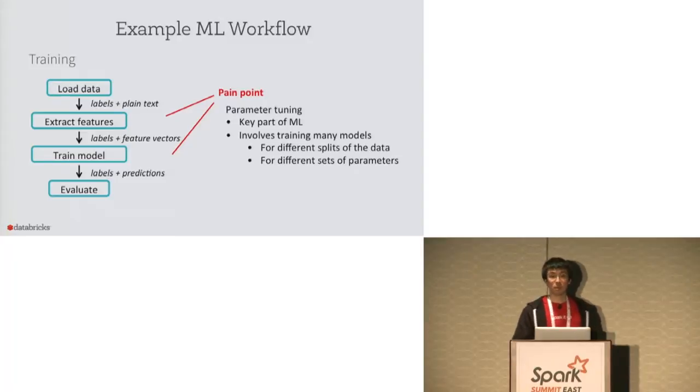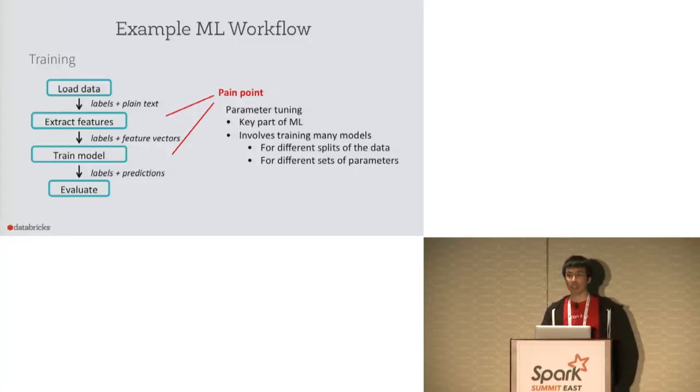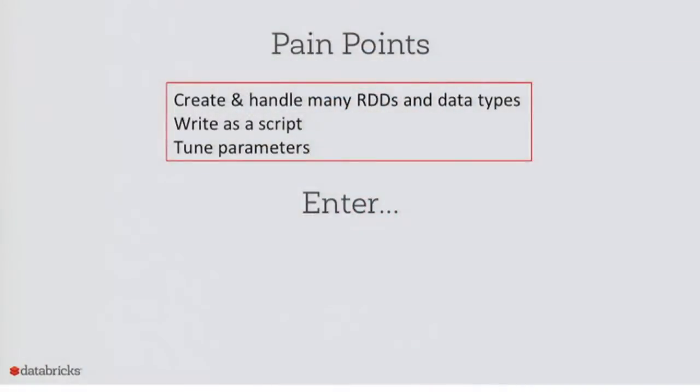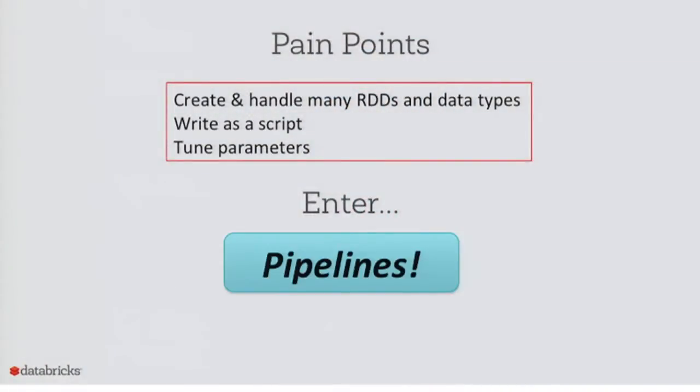And this is very doable. It happens in pretty much any code base you might be using. But there's a lot of rote work involved in this. So these are 3 pain points: handling RDDs, writing scripts, and tuning parameters. And of course, our solution to this is going to be the Pipelines API.